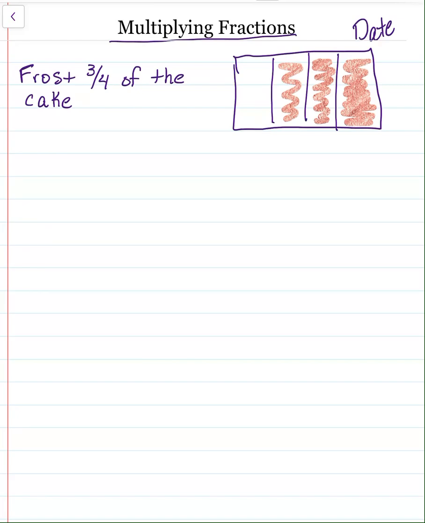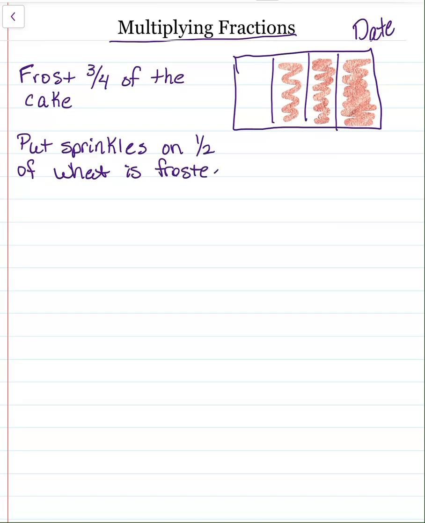Okay, some of my kids really like sprinkles. So I decided that I'm going to put sprinkles on half of what is frosted. So not on the whole thing, just on what's frosted. And I'm going to put it on half.